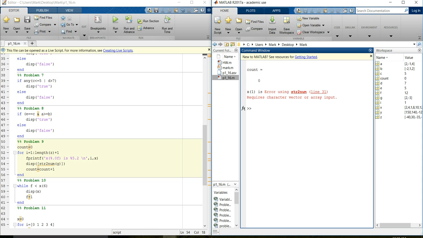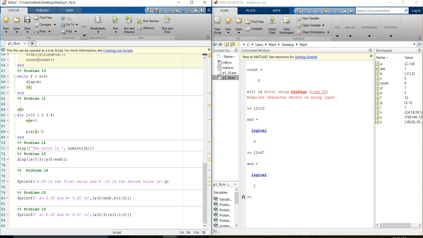If I come over here, I can show you that 12 less than 12 is going to return a logical 0. That's all the while loop does, is return either a 1 or a 0. 12 less than 87 is going to be 1. Same thing with an if statement, guys. When you're using these conditional operators, it's either going to return a 0 or a 1. And so over here, it won't run at all.